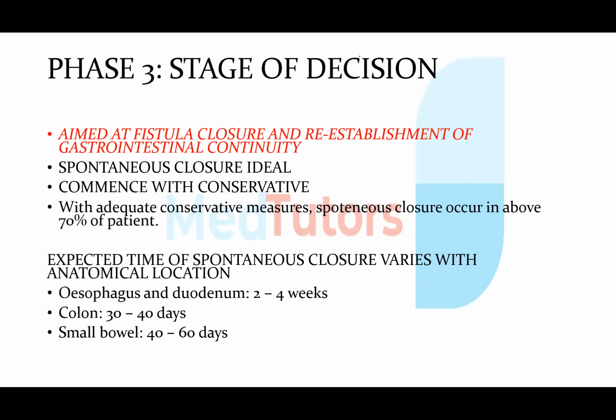Now, you should know the expected time of spontaneous closure. It varies with the anatomical location of the fistula. In the esophagus and the duodenum, the expected duration is 2 to 4 weeks. In the colon, the expected duration is 30 to 40 days. And in the small bowel, it's about 40 to 60 days.